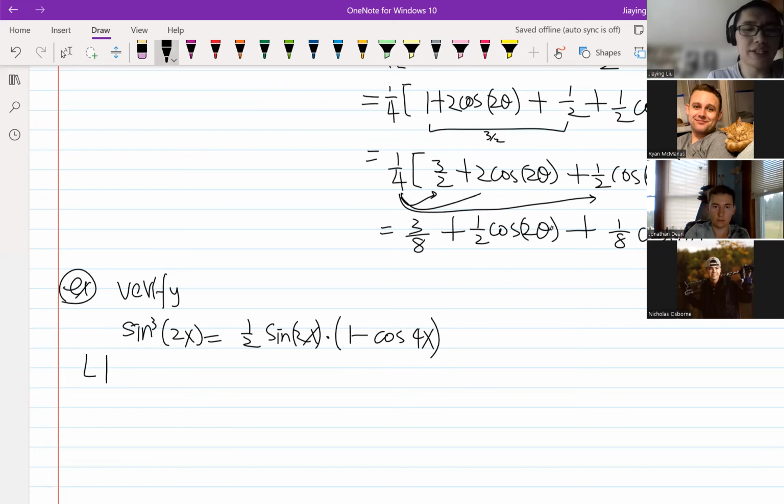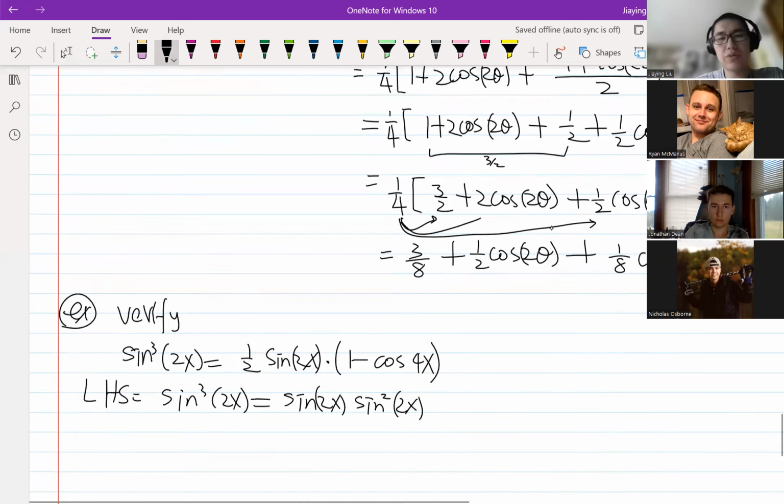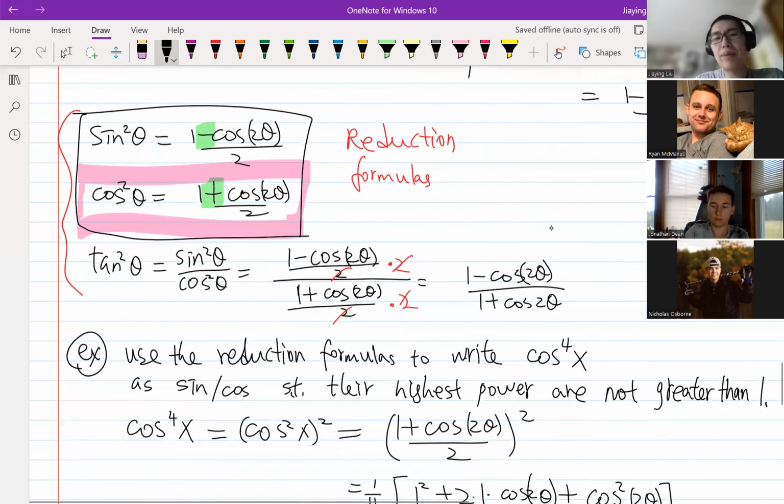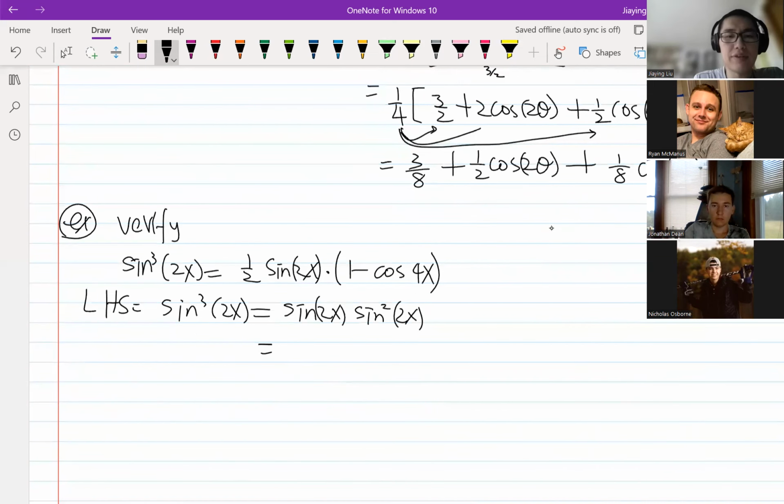So the left-hand side equals sine cubed 2x, which is equal to, I'm going to break that down into sine 2x and the sine squared 2x. The sine squared, I'm going to rewrite using the formula from earlier for sine squared, which is 1 minus cosine 2 theta over 2. But the sine 2x, I'm going to leave it because it looks like in the right-hand side we keep a sine 2x. So I'm going to leave it there.